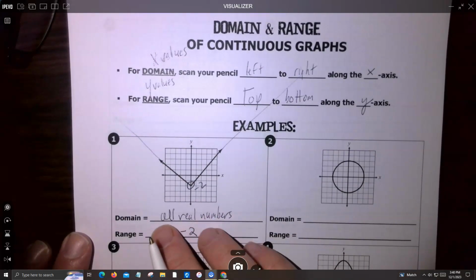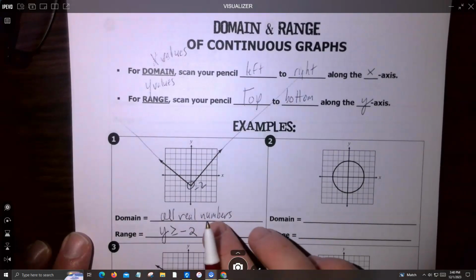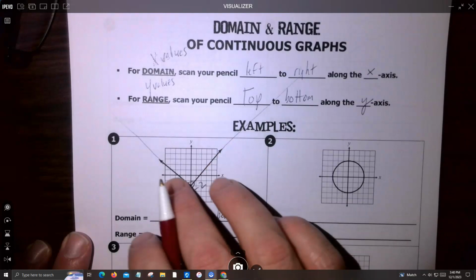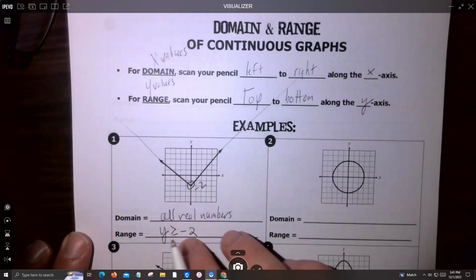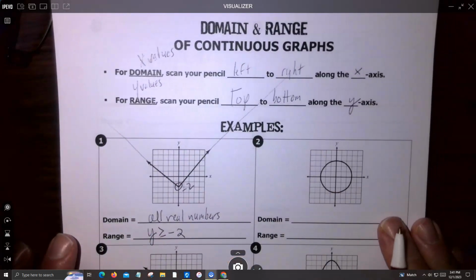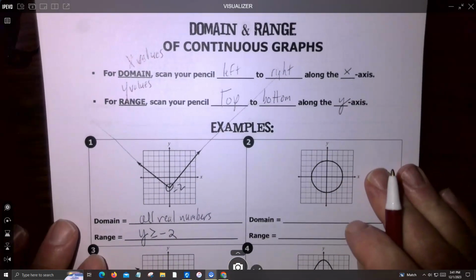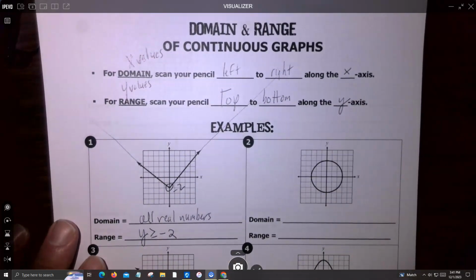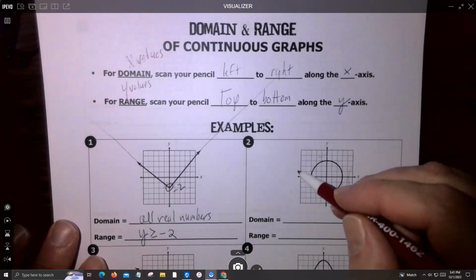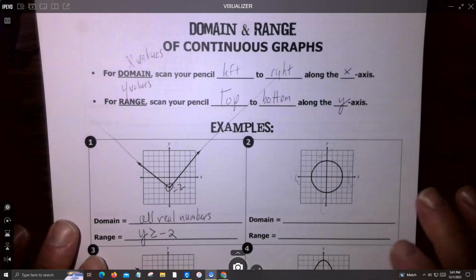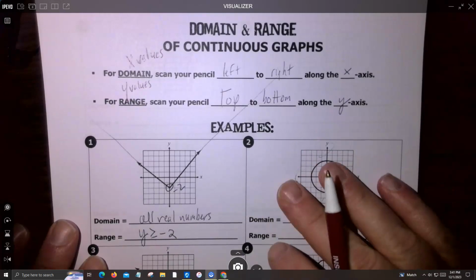So we are going to write all real numbers when it's everything. And then if it has a stopping point, we do something like this. All right, so let's do that with this one. Domain, we have circles, so we don't have unlimited amounts of x's and y's here because the graph doesn't exist over here, over here. So we don't have unlimited.